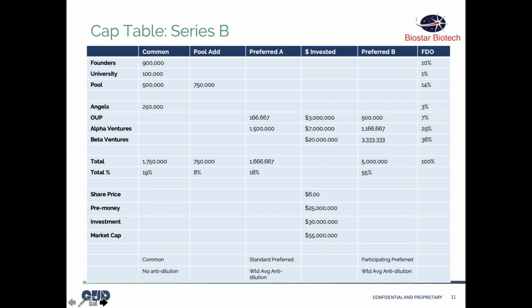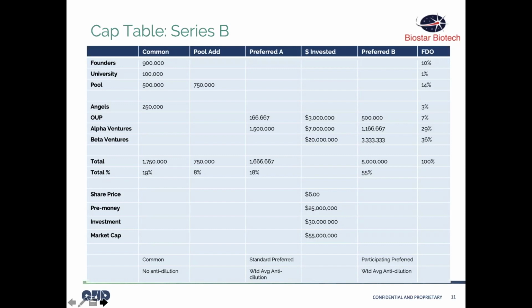And if you notice at the bottom on the preferred B, you can see the shares that were purchased in the B round by OUP, Alpha, and Beta, a total of 5 million shares at $6 a share for 30 million. And this is participating preferred, so it's not standard preferred. Standard preferred gives the investors the option to either take their investment back or convert to common. Participating preferred, they get both. They get their investment back, and they still convert to common and participate along with everybody else.